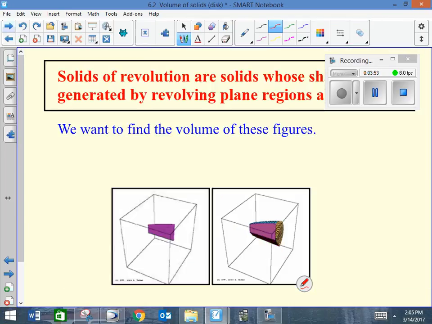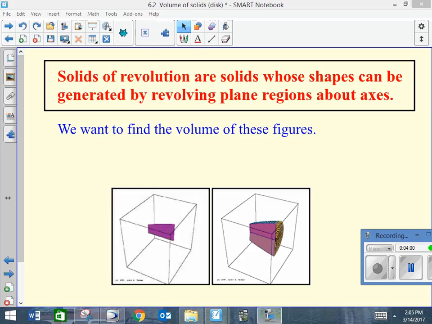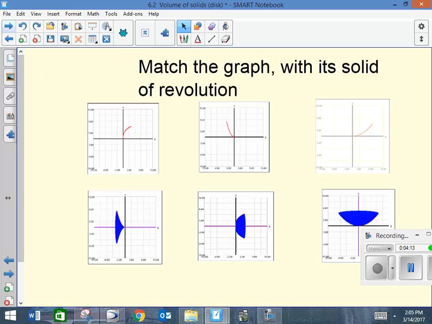So we're going to do some solids, and we are going to start out the same way, and then we're going to rotate them, and we're going to create that solid. So this is your area, and then you rotate it about something, and you create the solid. So that's the grand plan. All right, so we have a graph, and when you rotate it, you have a solid.